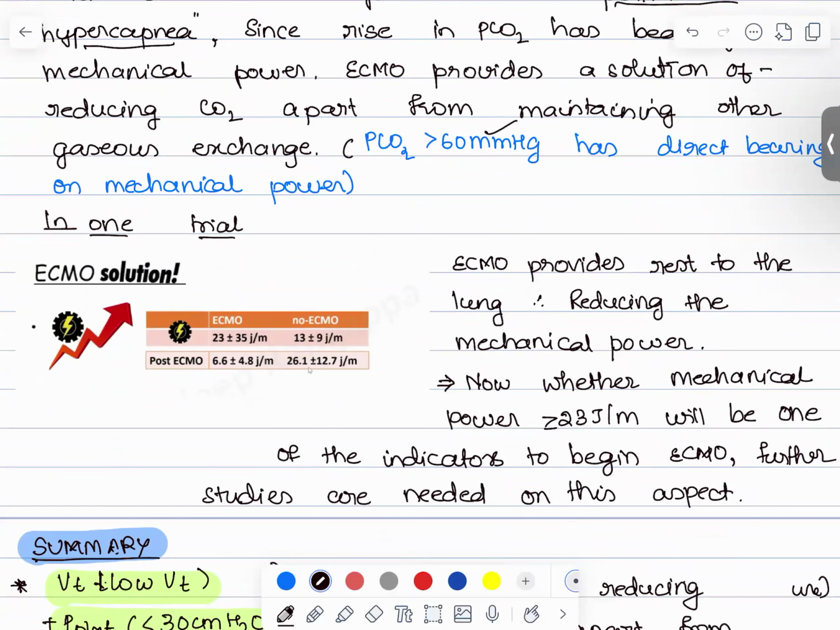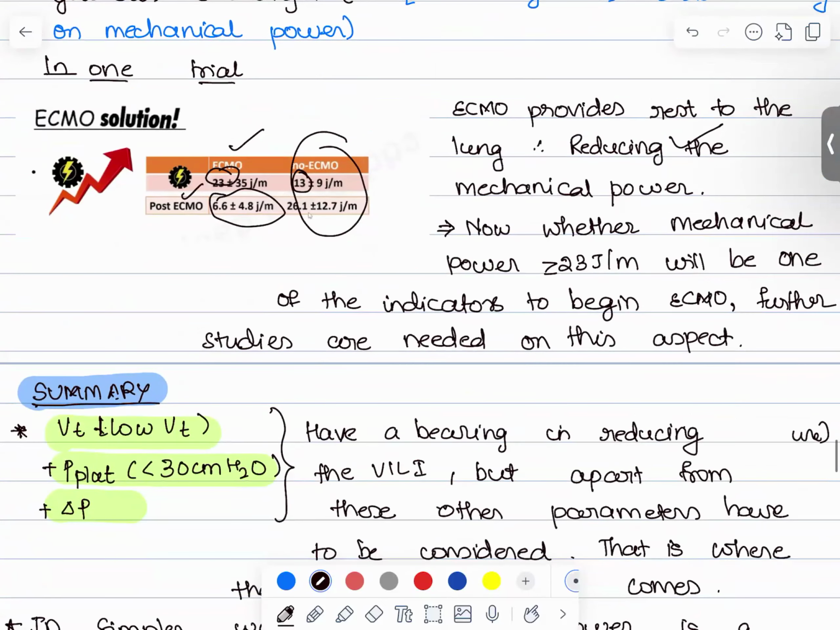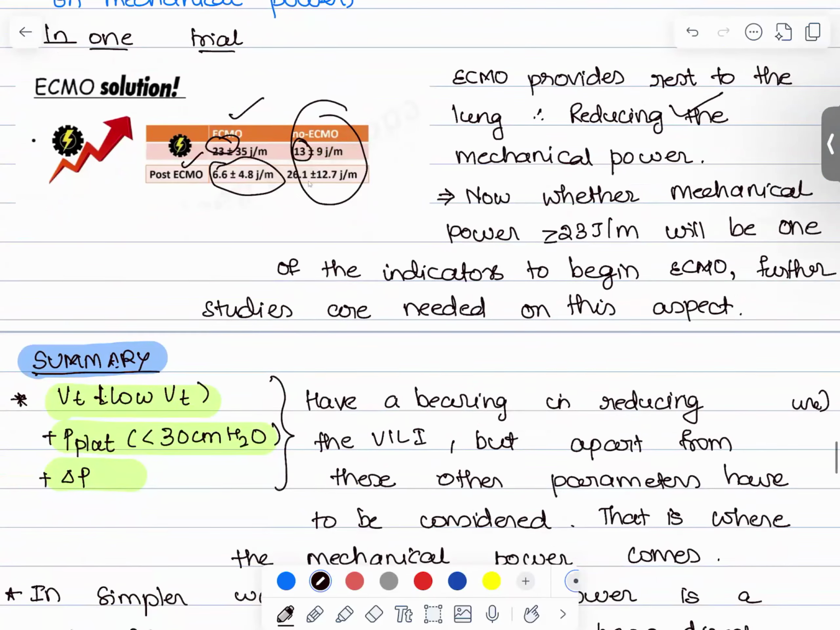It shows that with any increase in the mechanical power of more than 23 joules per minute, plus or minus 35, they introduced ECMO versus non-ECMO. You can see the mechanical power has drastically reduced in this group, whereas in the non-ECMO group, nothing. See, the mechanical power was 13 plus or minus 9 joules per minute. So ECMO provides rest to the lungs, therefore reducing the mechanical power, and further studies are needed to support this.